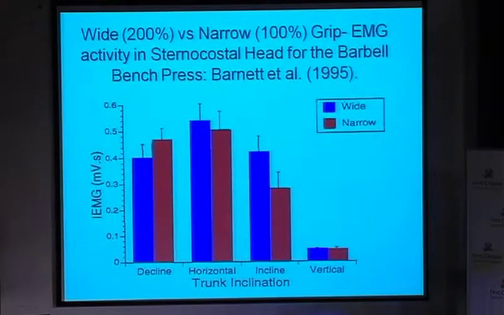Again, here we see Barnett et al. in 1995 looking at a wide 200% bioacromial width versus a narrow width of grip, 100% bioacromial width. If you look closely at the chart, you will see for the wide grip, the horizontal and the inclined bench press produce greater activity than the narrow grip. Versus the declined bench press, we saw that the narrow grip produced greater activity than the wide grip. The vertical that you're seeing here is simply a shoulder press. All right?